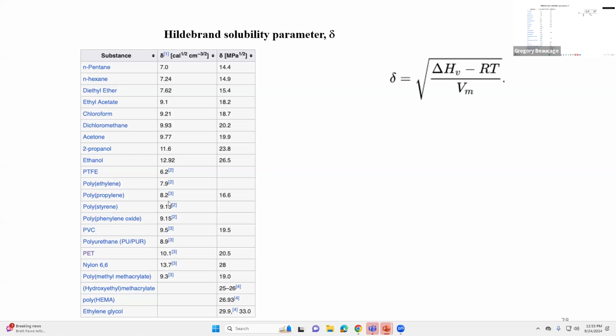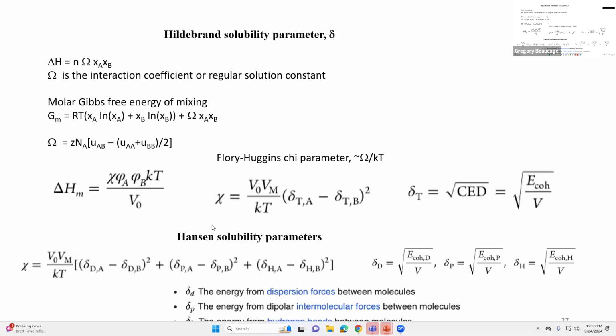You can calculate that for any material, and two materials that have close Hildebrand parameters mix, like pentane and hexane will mix, but pentane won't mix with hydroxyethyl methacrylate or something, or nylon. If you want to find a solvent for nylon, you find something that has a 13.7 Hildebrand parameter, like ethanol. So maybe ethanol would dissolve nylon. Basically, comparing two of these numbers tells you the solubility.